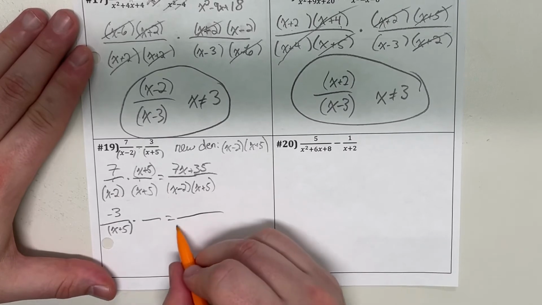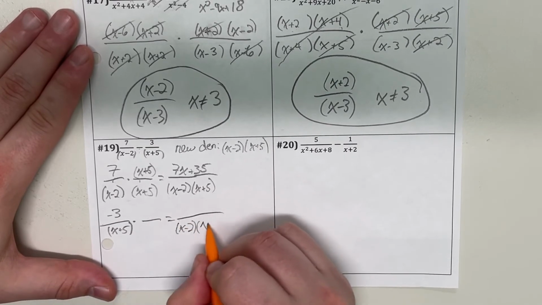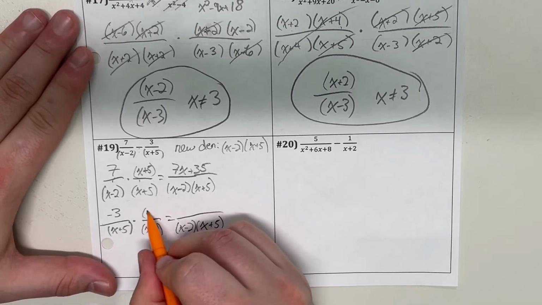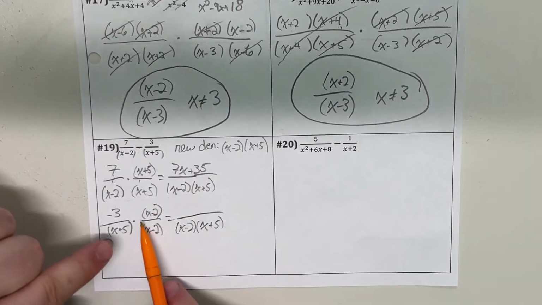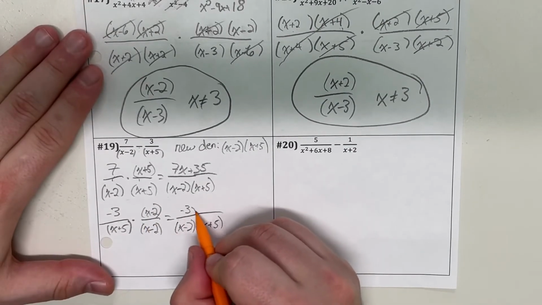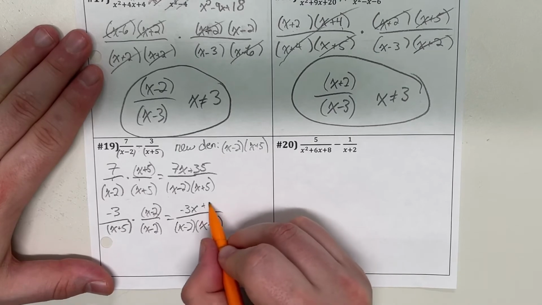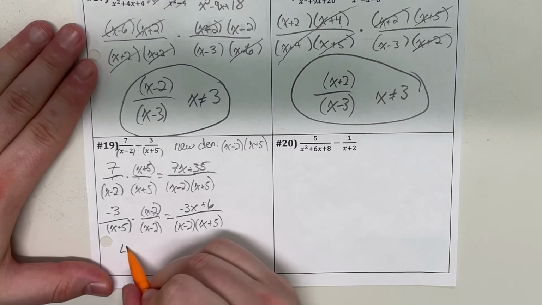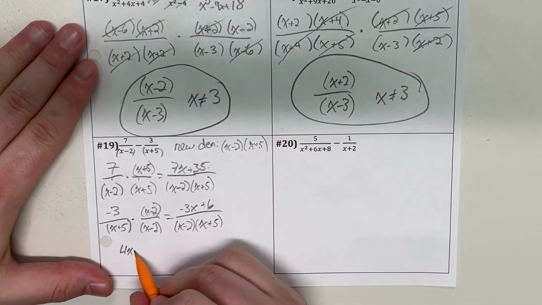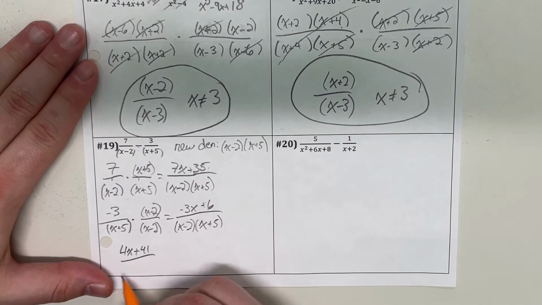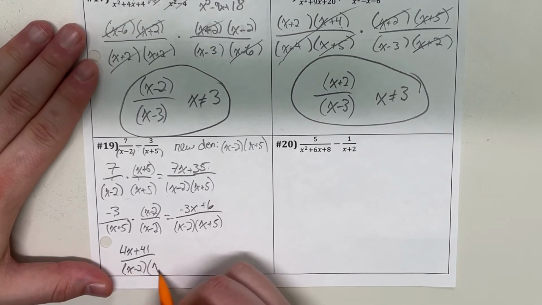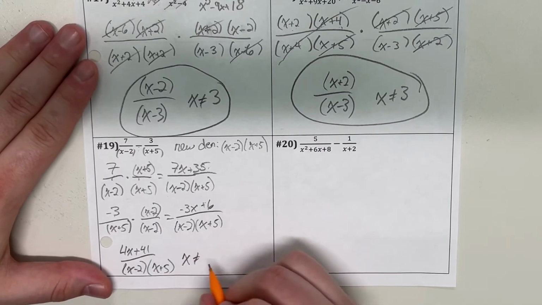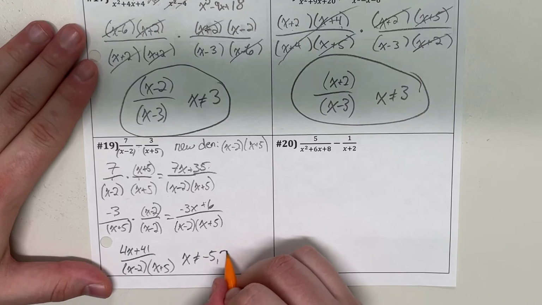Again, fill in those blanks. New denominator we know. However, we need to multiply the top and the bottom by x minus 2. So we have negative 3 times x is negative 3x. Negative 2 times negative 3, positive 6. Combine like terms between these two numerators. So we have 4x, and we have plus 41, all over x minus 2, x plus 5. Make sure you can write your restriction. So I'm going to say x cannot be equal to negative 5, positive 2.